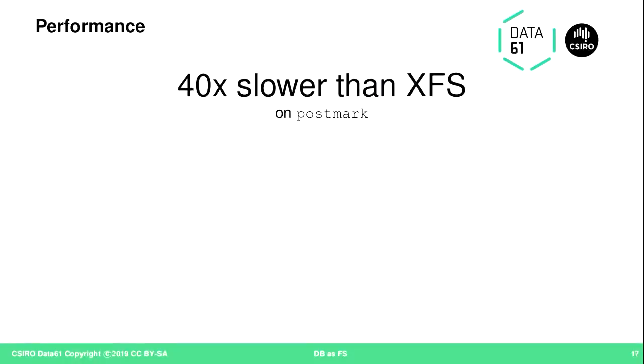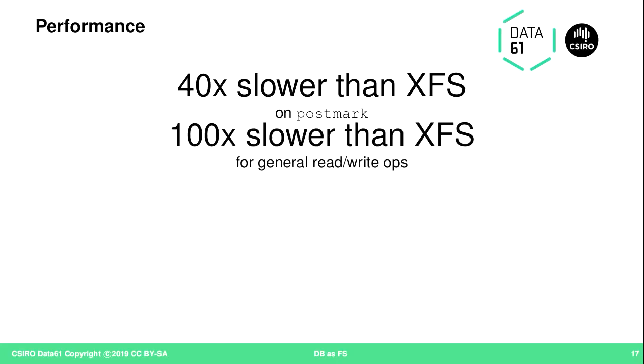So let's get a faster disk. We'll put a machine in with an SSD. This is a bit better, 40 times slower than XFS for Postmark. Postmark, by the way, is a benchmark that creates, rewrites, and deletes lots and lots and lots of small files. It's meant to emulate a busy mail server running with a MailDir type backend. Okay, we've got to fix this.